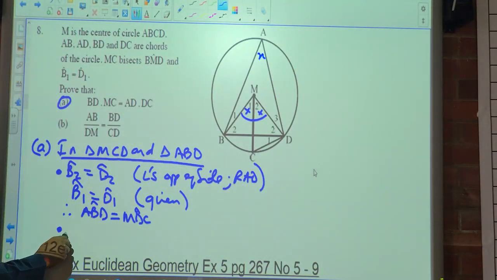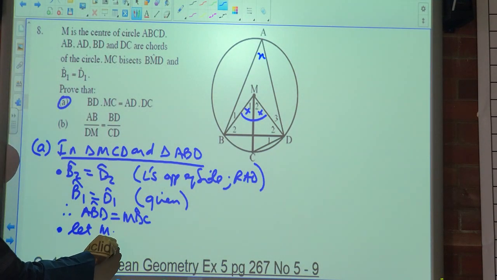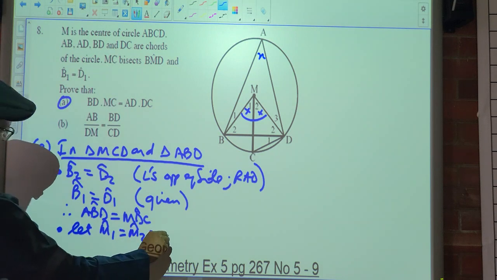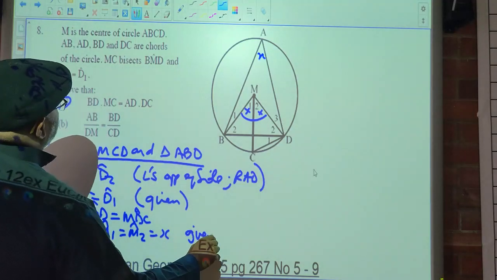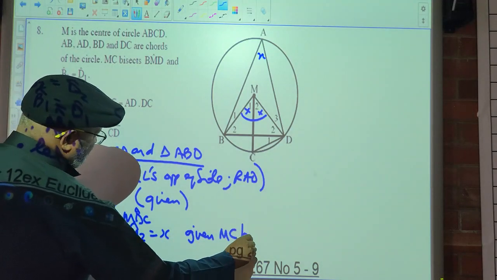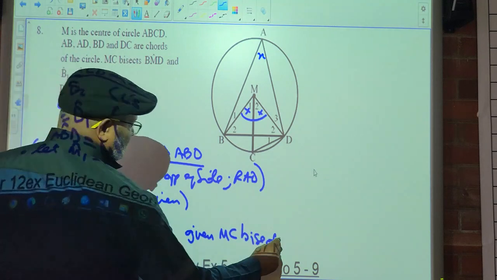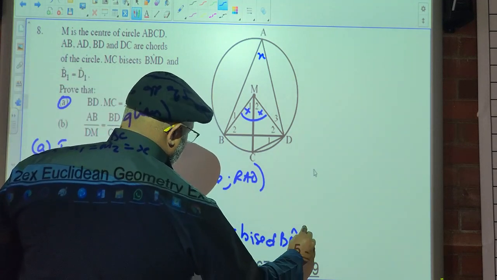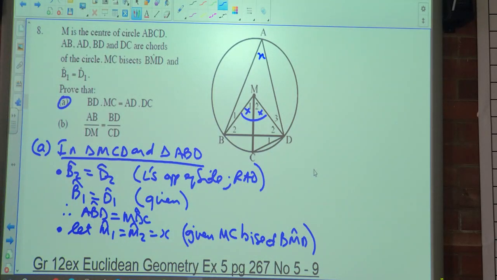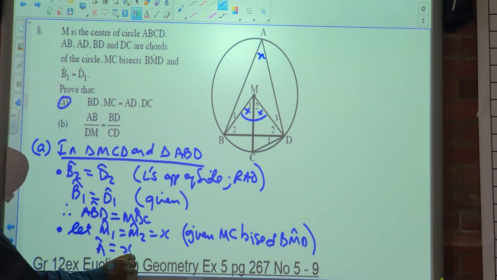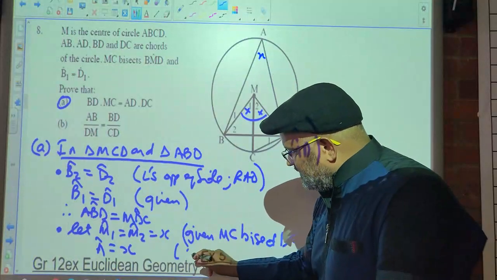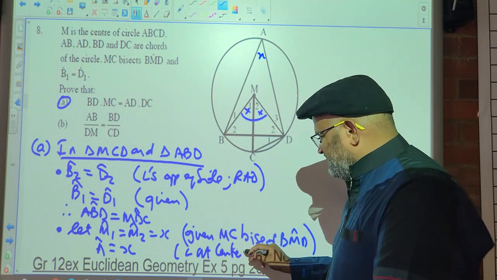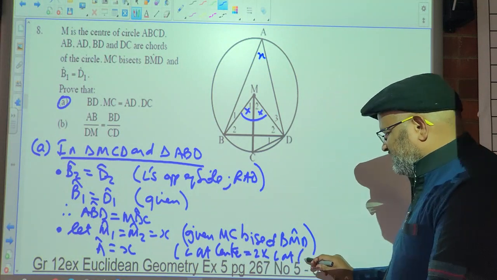So let's say M1 equals M2, which is equal to x. Where is this coming from? Given that MC bisects BMD. So therefore angle A has to be equal to x. Why? If this is 2x, this has to be x. Why? Angle at center is equal to 2 times angle at circumference.